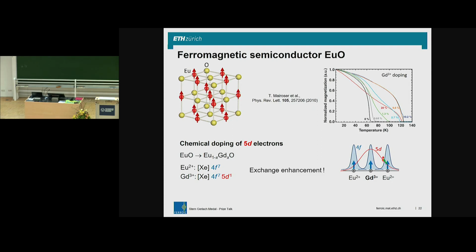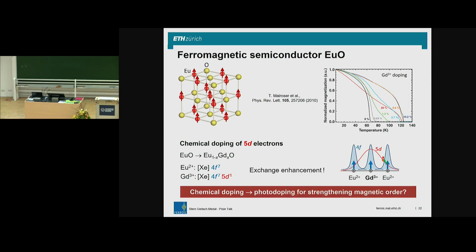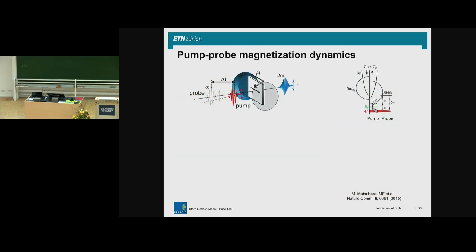And here we asked ourselves, maybe we can populate this 5d band also by pumping electrons there with a light beam. So it's a kind of photo-induced strengthening of the exchange. That was the question, whether that is possible. So this is the experiment we built: a strong pump pulse that populates this conduction band, and a second probe pulse that probes the magnetization by second harmonic generation, again via this symmetry breaking aspect.